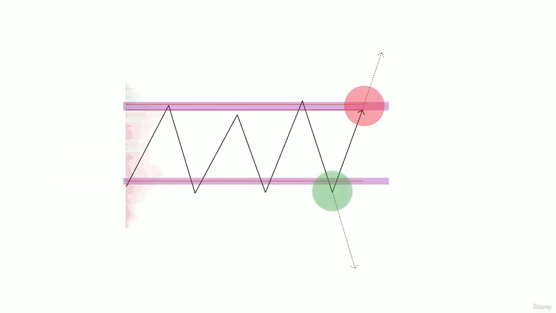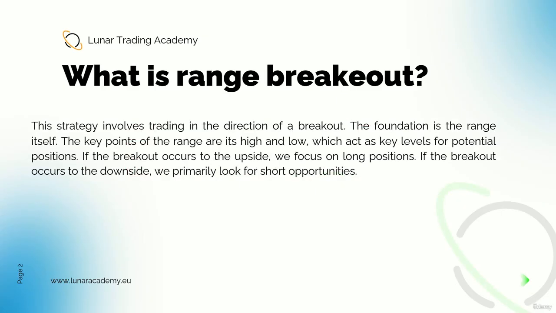If the breakout occurs to the upside, breakout of the range high, we focus on long positions. On the other hand, if the breakout occurs to the downside, breakout of the range low, we primarily look for short opportunities. So in short, with this strategy, we trade in the direction of that specific breakout.